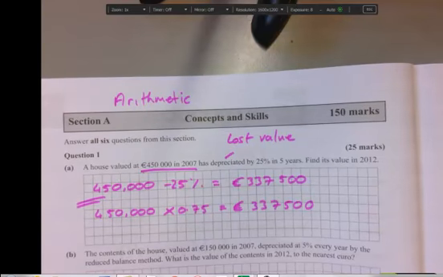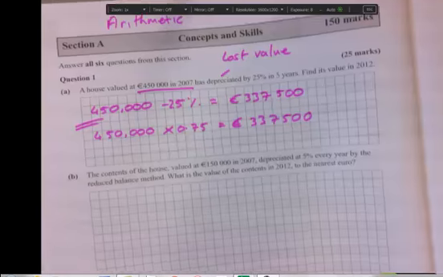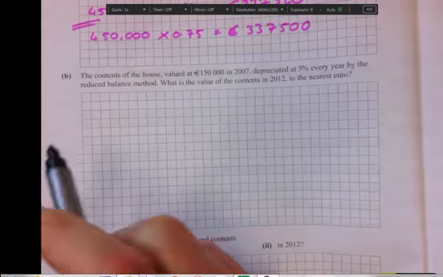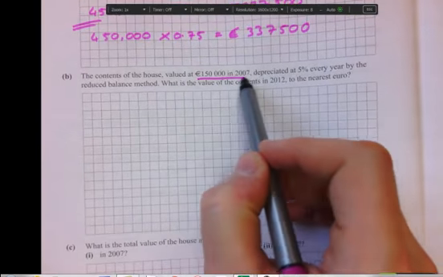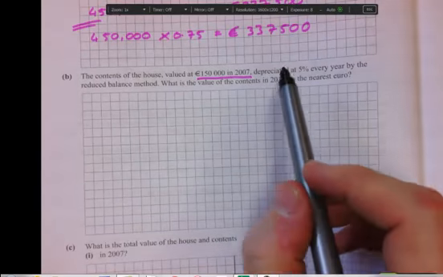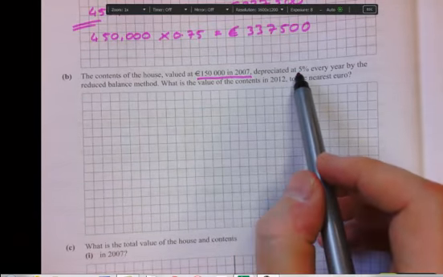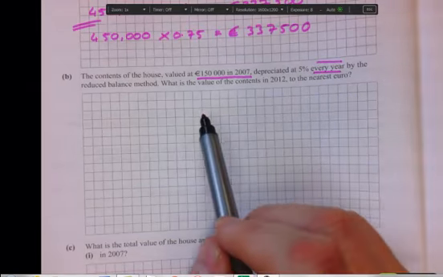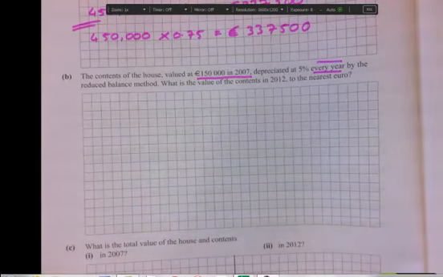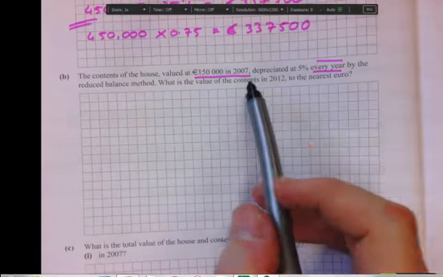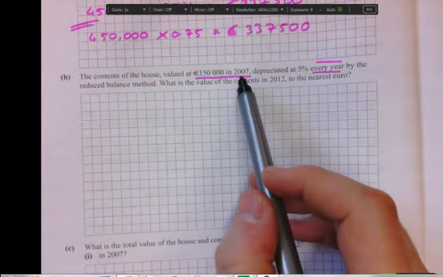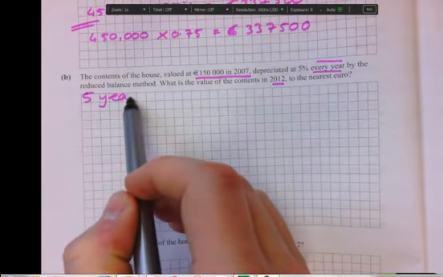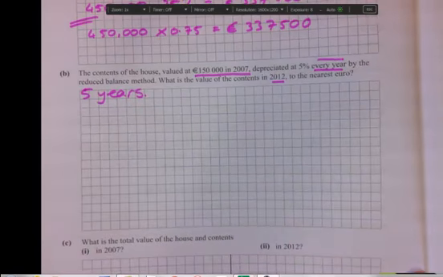Okay, on to the next part of the question. The next part says the contents of the house were valued at 150,000 in 2007, and it depreciated again, by 5%. But what's important here is that it's every year, by what's called the reducing balance method, and what were its contents worth in 5 years. The reason I'm saying 5 years is that it's over the period from 2007 to 2012, so that means 5 years. So it's lost 5% each year.